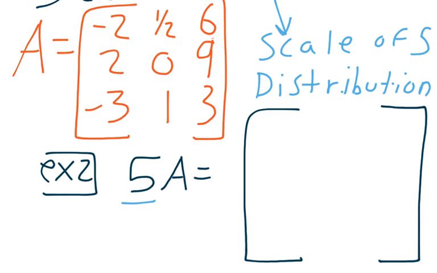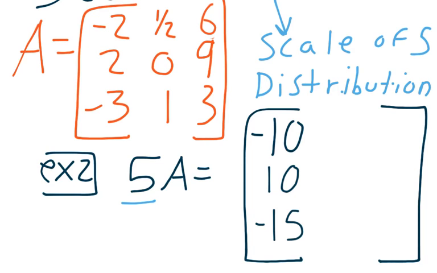Okay, anyways. Top left, row 1, column 1, times 5 is negative 10. Next one going down, 2 times 5 is 10. Next one, negative 3 times 5 is negative 15. Going up in the middle, 1/2 times 5 is 2.5. Going down, 0 times 5, still 0. Bottom middle, 1 times 5, still 5. Top left, 6 times 5, 30.